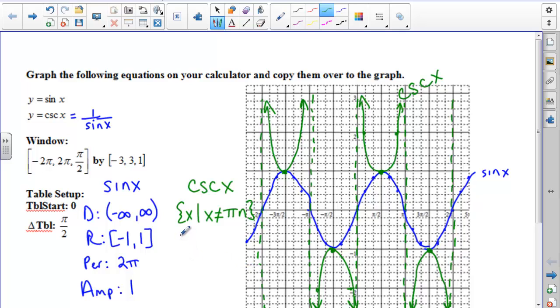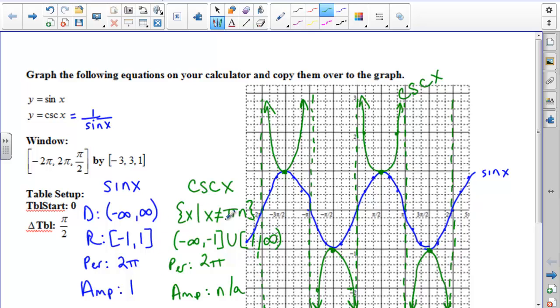The range is also kind of tricky because we start at negative infinity and we go to -1, but then there's a big break between -1 and 1, and then we go from 1 to infinity. The period for cosecant is also 2 pi, just like sine, and there really isn't an amplitude because there is no max and there is no min, so we're just going to write NA. Now, that doesn't mean we can't do vertical stretches and shrinks, but we don't classify that as amplitude.